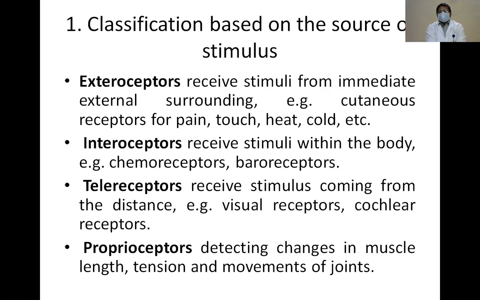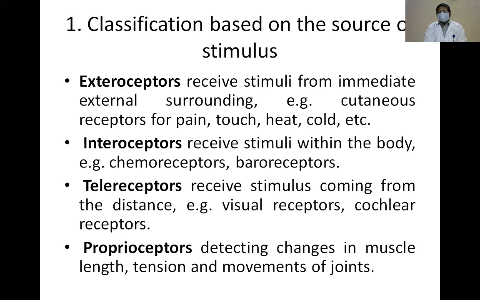If you look at the classification based on the source of the stimulus, there are exteroreceptors, interoreceptors, telereceptors, and proprioceptors. The exteroreceptors receive stimulus immediately from the external surroundings, such as the cutaneous receptors for pain, touch, heat and cold.